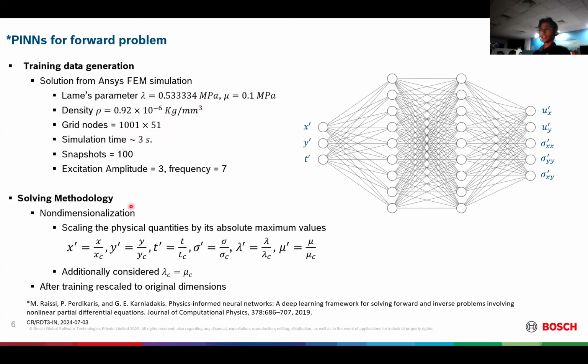And here is our solving methodology with PINNs. First of all, we do a non-dimensionalization of the quantities. To do that, we scale all the real values by their absolute maximum in the domain. And also, the parameters lambda and mu, we scale with the same scaling factor to make it simpler. Once the model is trained, we rescale back to the original dimensions. So for the PINN, we take the non-dimensional spatial coordinates and non-dimensional time as input, and the outputs are the non-dimensional displacements and stresses.